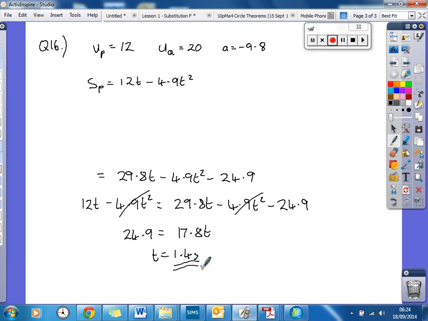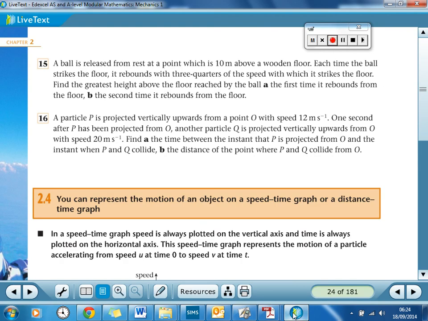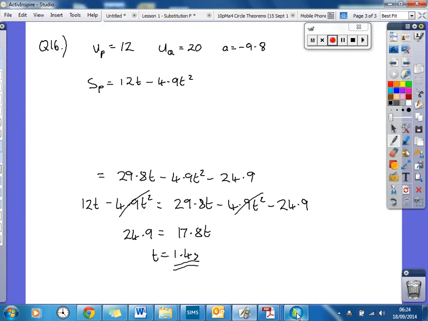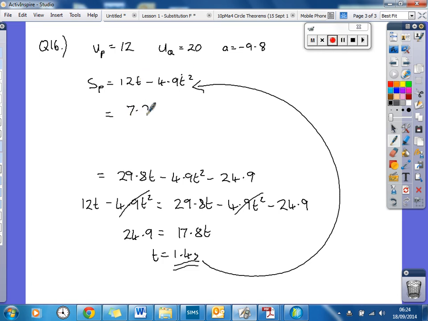Right, part B asks, so that's the hardest bit, the distance to the point where P and Q collide from O. Now we know t, so all you need to do is shove that back into there, and that will tell you the distance from the origin. So shove 1.4 into here, and that gives you 7.2 meters. And that's 14, 15, 16 done.